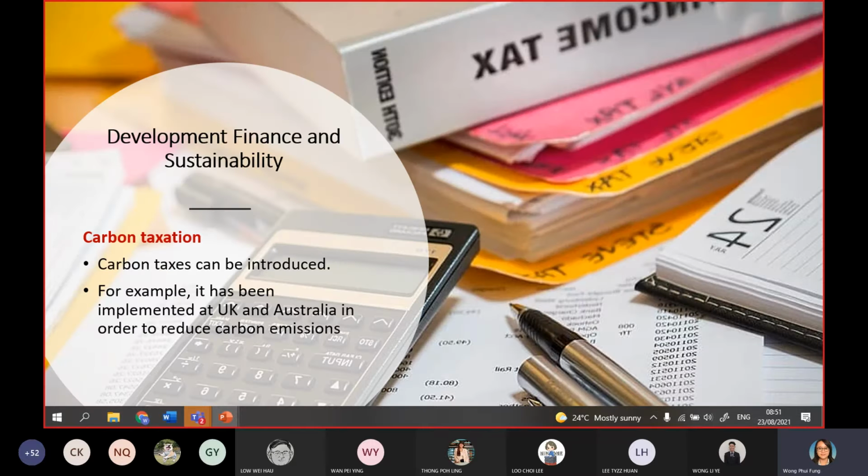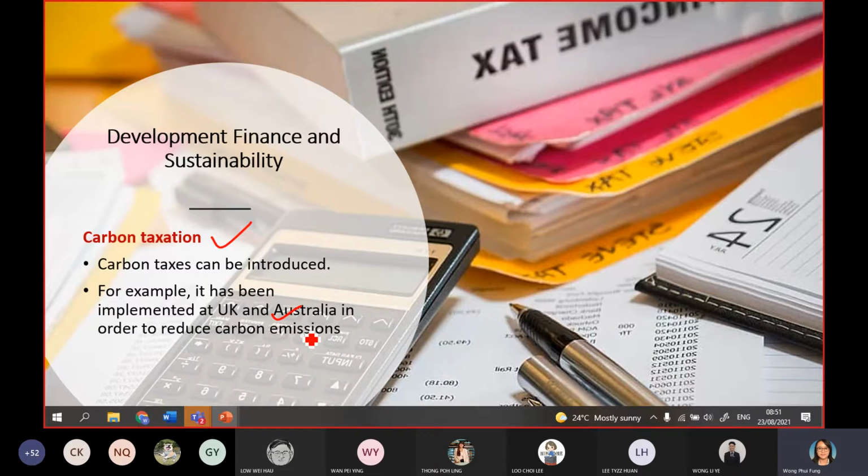And the third one, the second is incentive, the green loan, is to help. This one is the punishment, carbon taxation. Carbon tax can be introduced, but not in Malaysia yet. It has been introduced in the UK and Australia in order to reduce the carbon emission.